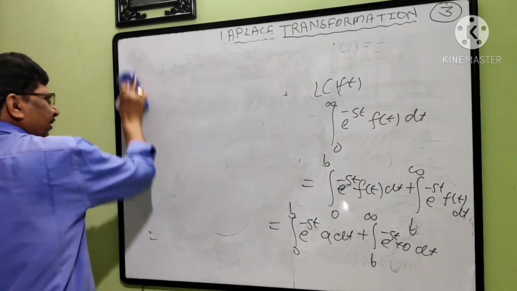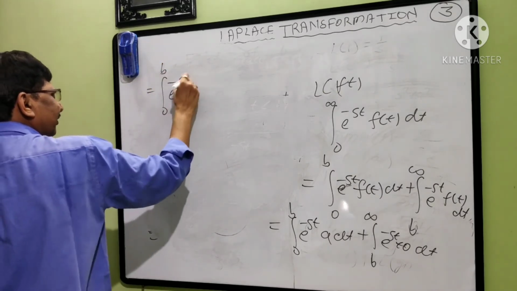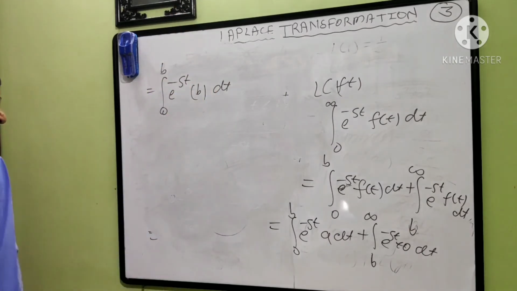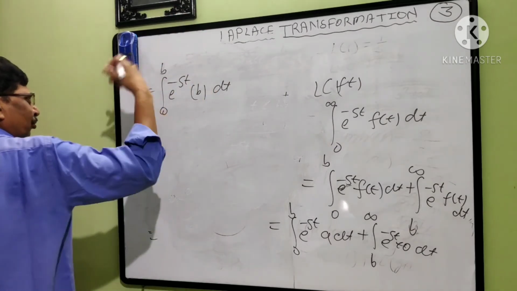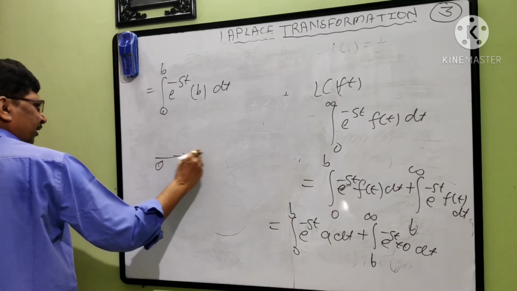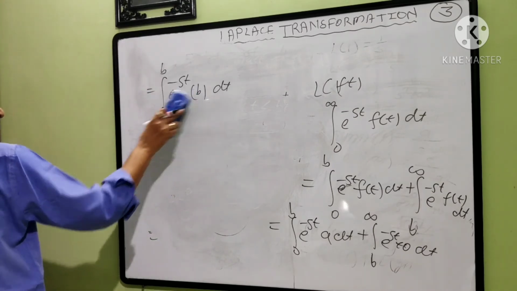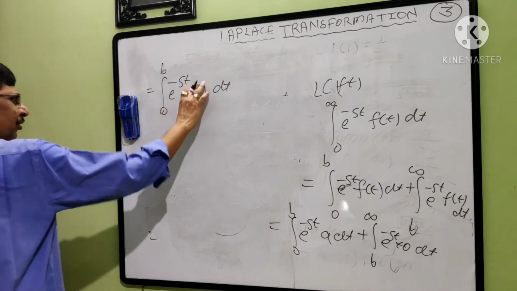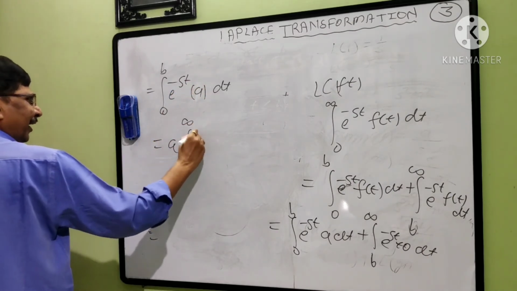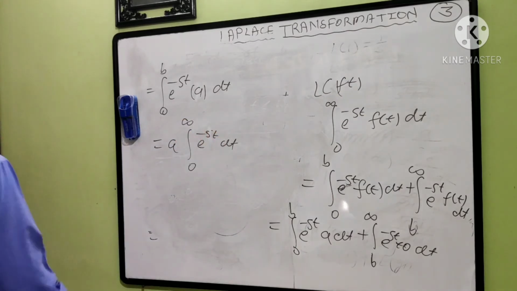It is a very simple sum with the help of definition: from 0 to b only, e raised to minus st into a dt. Second part, after b it is 0, b to infinity. Though the definition is 0 to infinity, this problem has one definition for 0 to b and another for b to infinity. Here f of t is a, and there it is 0. Now a is a constant, taken outside the integration. Again I am telling you that you must know integration of e raised to minus st.